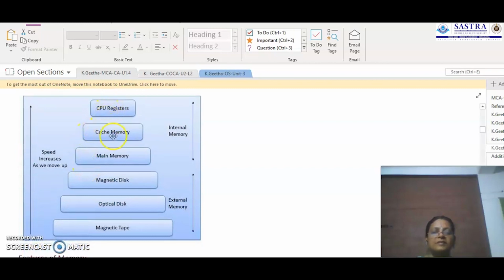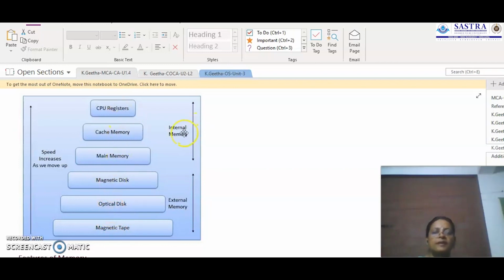The CPU registers, next level cache memory. Cache itself can be identified in three levels, either as on-chip cache, off-chip cache, and level 1, level 2, level 3 cache. Then comes the main memory. Then comes the secondary memory, which is identified as external memory, which can be labeled as magnetic disk, optical disk, magnetic tape.